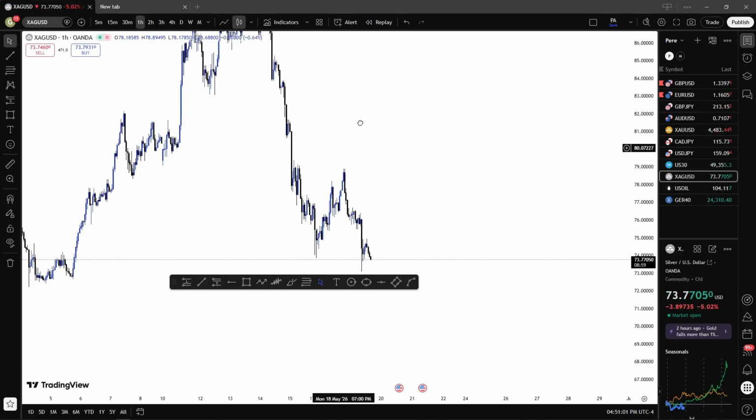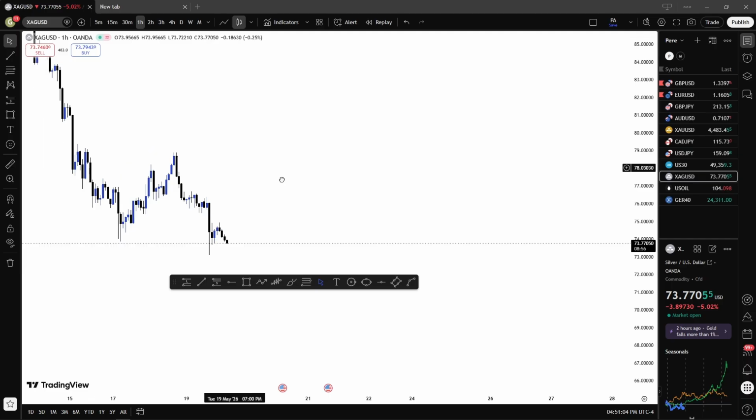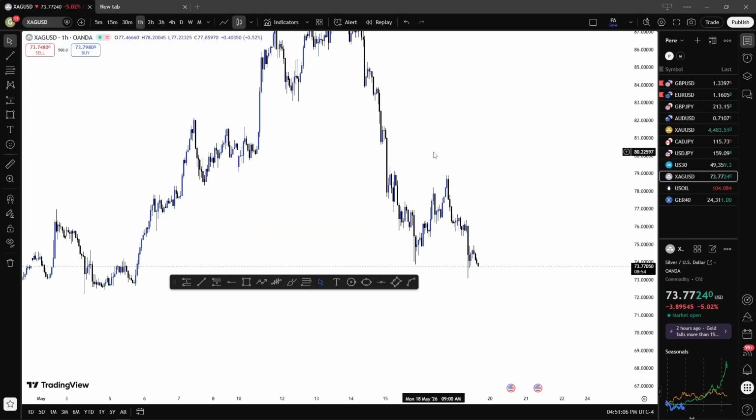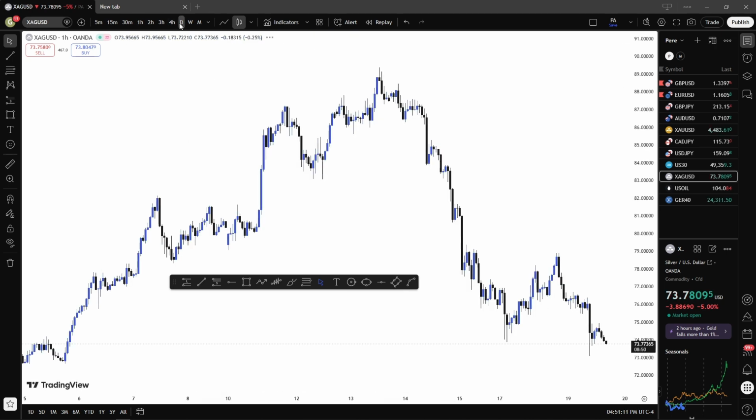Now I'm not sure silver is going to be any different. Well, silver looks a bit different. We can actually get a real setup on silver. So now let's take a look at silver on the daily time frame.